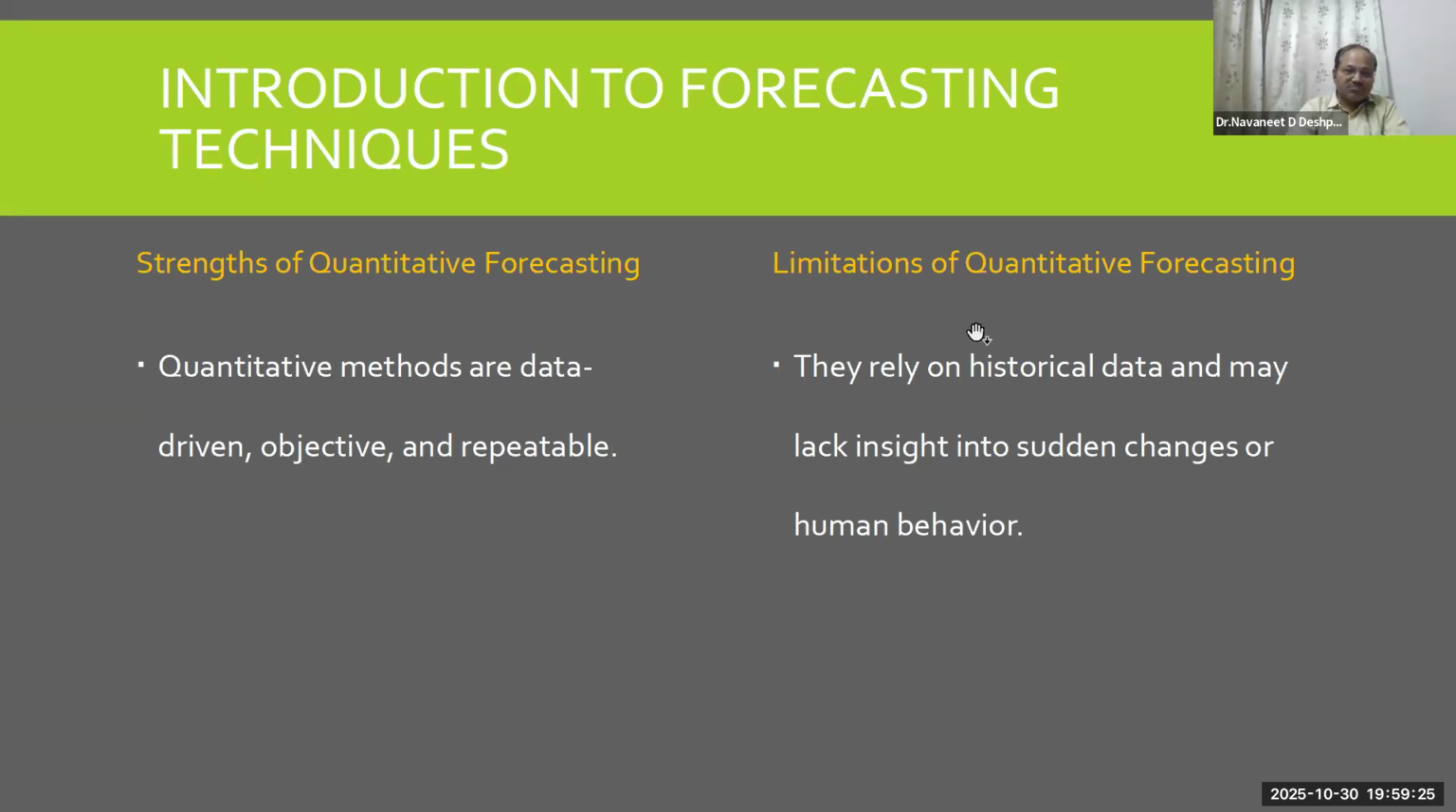Whereas in limitations, if you see, they rely on historical data. One is either what has already happened or what is happening now, or one has to be ready for forecasting techniques, where sometimes the historical data may lack insight because they have not asked the proper question to a given set of people. So they lack insight into sudden changes which are happening.